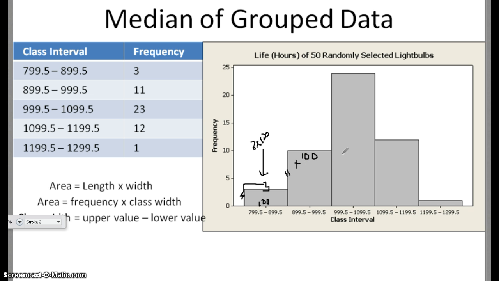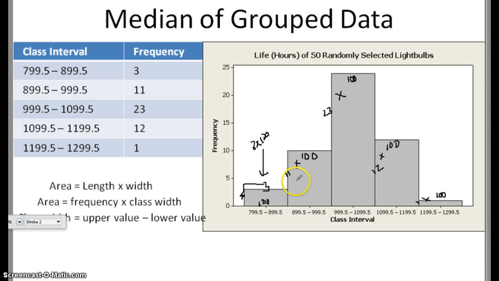Same idea for this next one. The height of the rectangle, the frequency, is 23, and the width of the rectangle is 100. We multiply those two together to get the area. Same thing here: height is 12, width is 100, multiply to get the area. Same thing here: height is 1, width is 100, multiply to get the area.